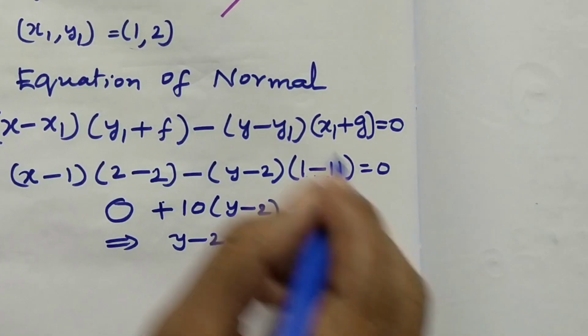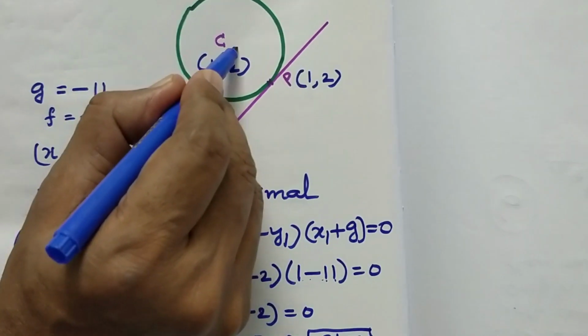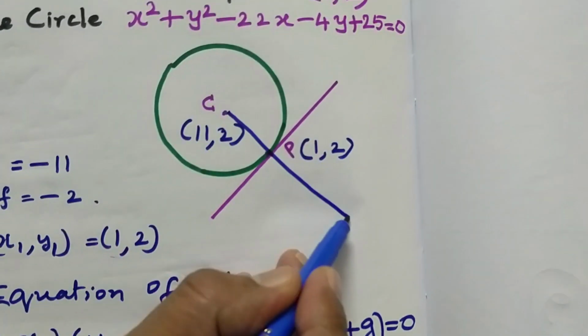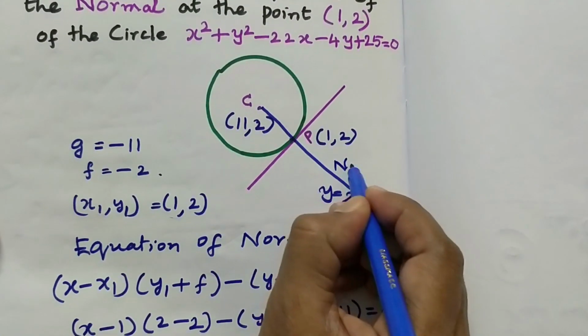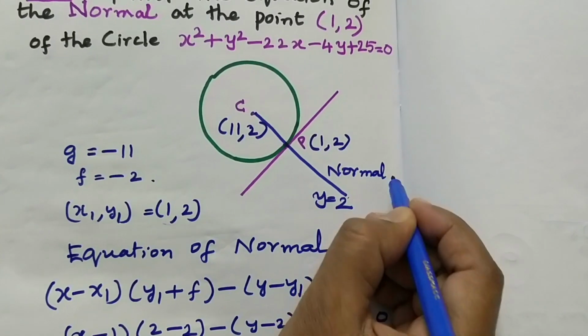normal. The normal equation is like this. This is y is equal to 2. This is called the normal equation. This one is the tangent.